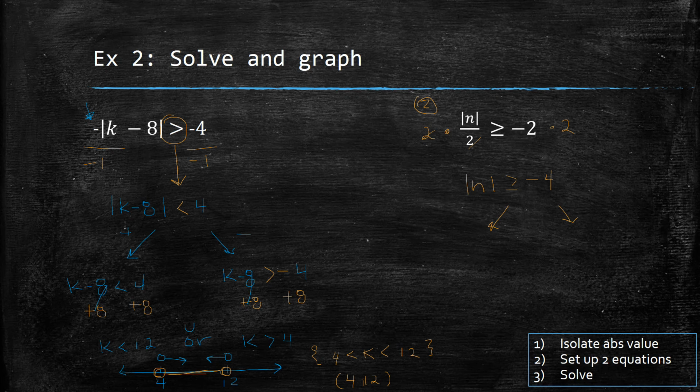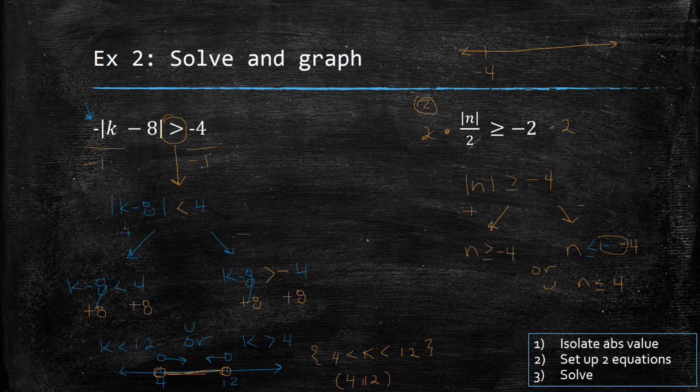You split them into your two inequalities. Your positive side, n is greater than or equal to negative 4, and your negative side, where you flip the inequality and change the sign on the right. N is now less than negative negative 4. You have that double negative, it's going to become a positive. N is less than or equal to positive 4. Or the union.